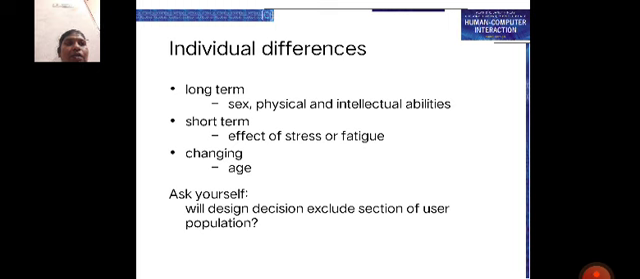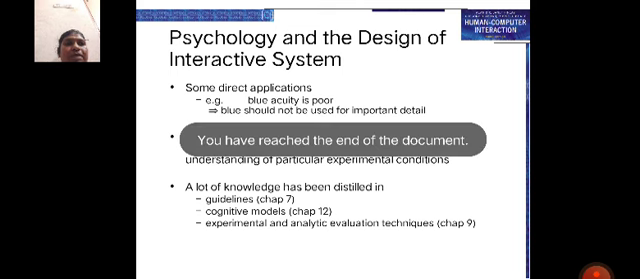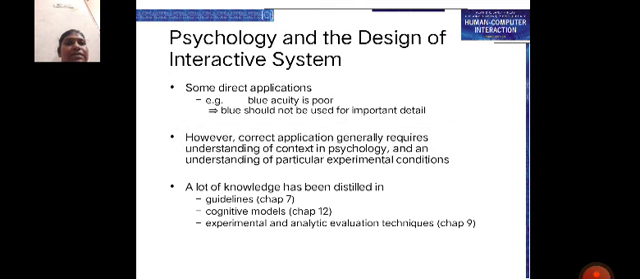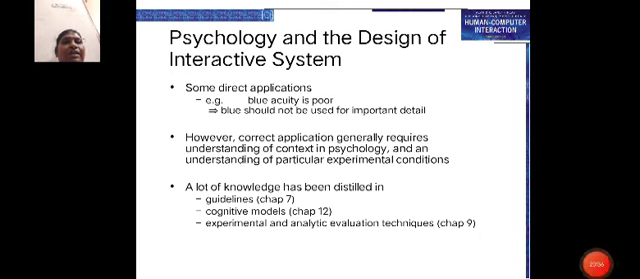There are individual differences in the short term, long term, and changes over time. In the psychology of designing interactive systems, there are some direct applications, for example, blue acuity is poor, so blue should not be used for text. However, correct application generally requires understanding of the context and psychology, and of the particular experimental conditions. So here we have seen the interaction activity aspects of human computer interaction.